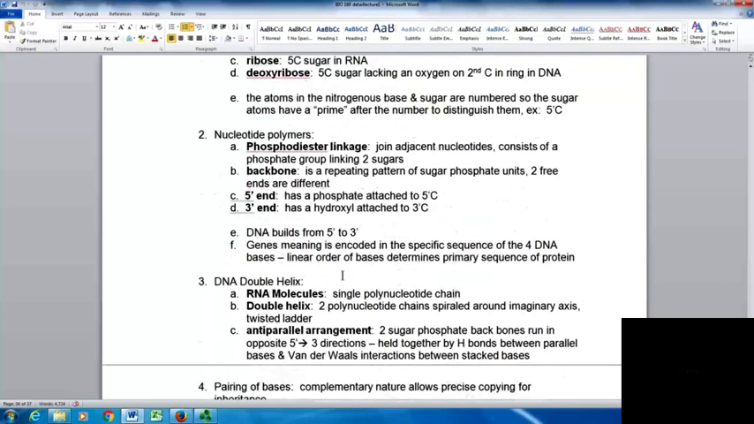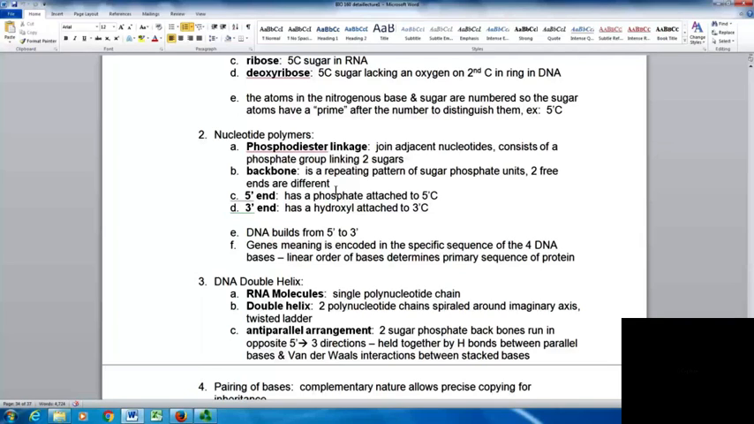In your nucleotide polymers, you've got a phosphodiester linkage that joins the adjacent nucleotides. These are made up of a phosphate group linking two sugars. So your backbone is a repeating pattern of these sugar-phosphate units. But the two free ends are different. These ends are a way of establishing which end is the front and which end is the back.